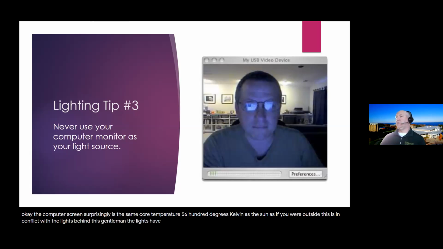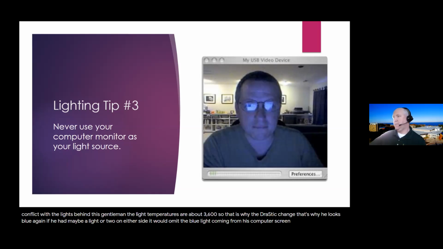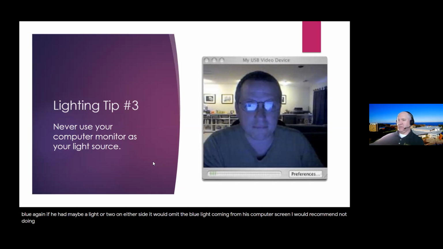Those light temperatures are about 3,600. So that is why the drastic change, that's why he looks blue. Again, if he had maybe a light or two on either side, it would omit the blue light coming from his computer screen. I would recommend not doing this.